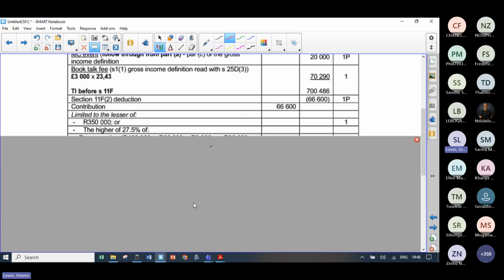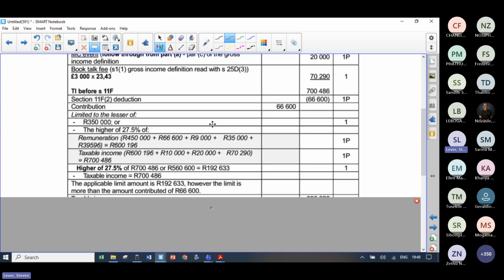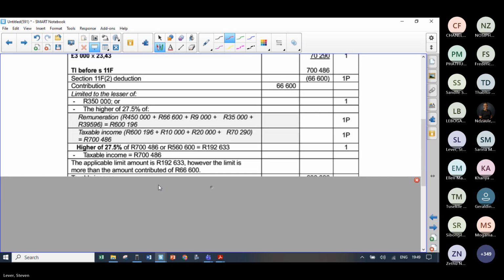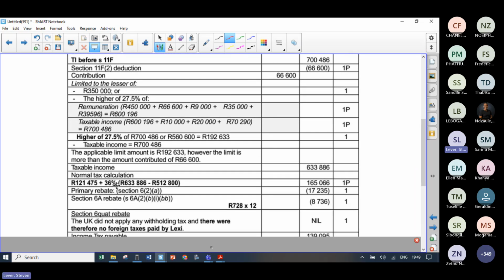Guys, and then what have they got? Less the section 11F deduction. I'm not doing the 11F deduction. You guys know how to set this out properly. Okay, and then there's lovely marks, guys. Normal tax calc. I just want to point out something. Guys, you must write this out. You've got a taxable income of 633,886. Write out the calc because there is a principal mark there.